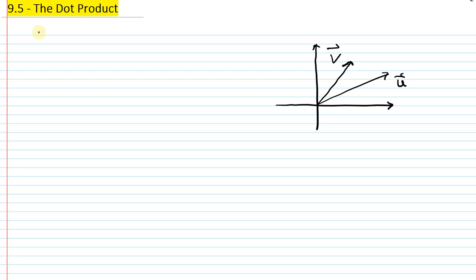This time, we're going to talk about the dot product. Now, we talked about vector addition, vector subtraction, and scalar multiplication by a vector. What we haven't done yet is vector multiplication. So in a way, that's kind of what we're doing today. Okay, so suppose I have two vectors here. I'm going to label them as u and v, and suppose the angle between them is theta.